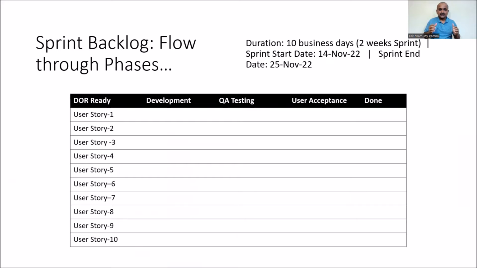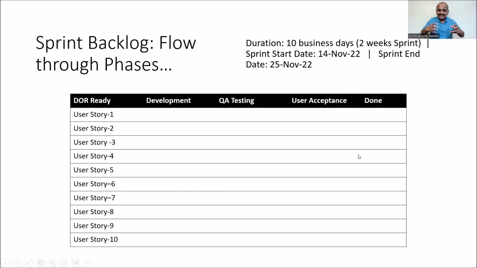First of all, let us take a case of a sprint. Let us assume that we are on the sprint planning day, where 10 user stories the team have taken after the sprint planning is done. They have committed to this, and the duration is 10 days, and the sprint start date is 14th November 2022 and sprint end date is 25th November 2022.